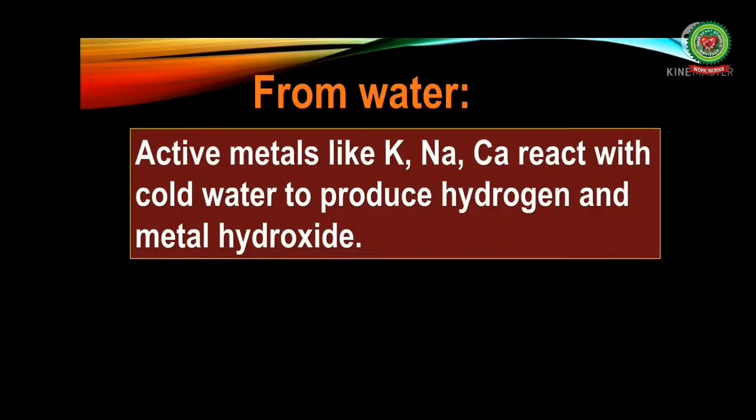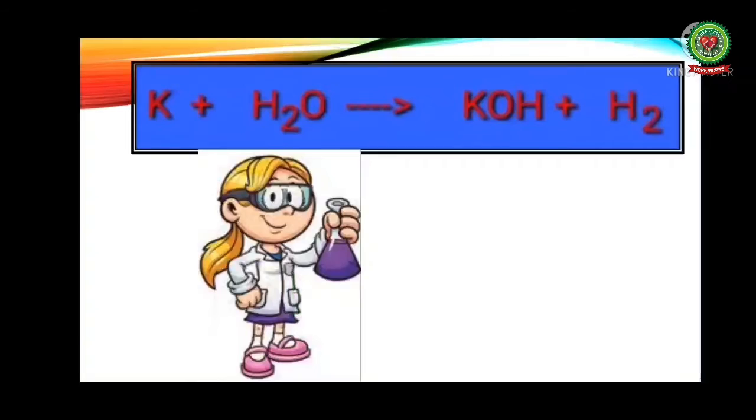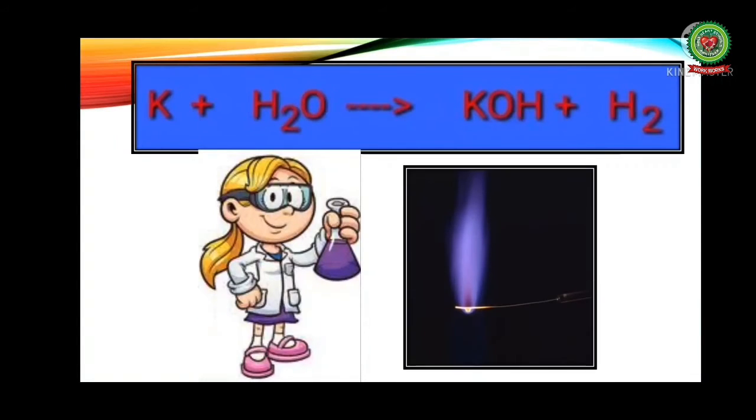Active metals like potassium, sodium, calcium react with cold water to produce hydrogen and metal hydroxide. Potassium reacts with water to produce potassium hydroxide and hydrogen gas. The reaction is violent and exothermic. The heat evolved ignites the hydrogen and makes the metal burn with a lilac flame.